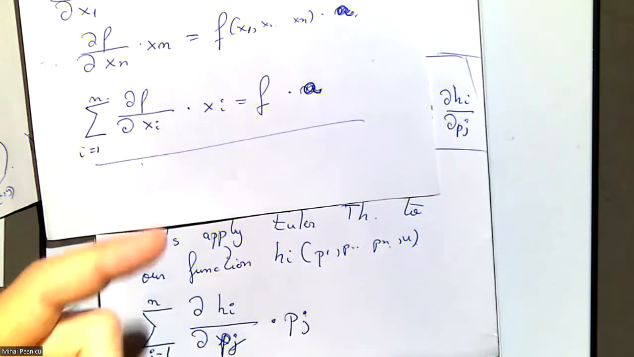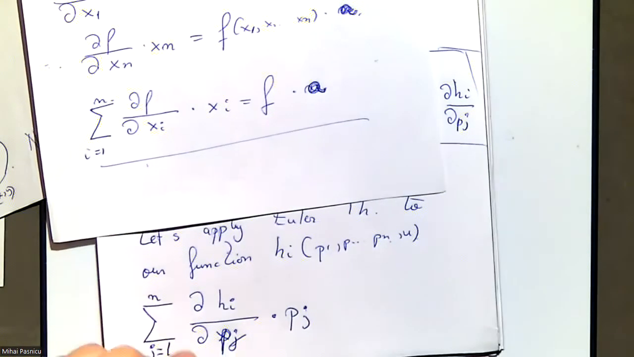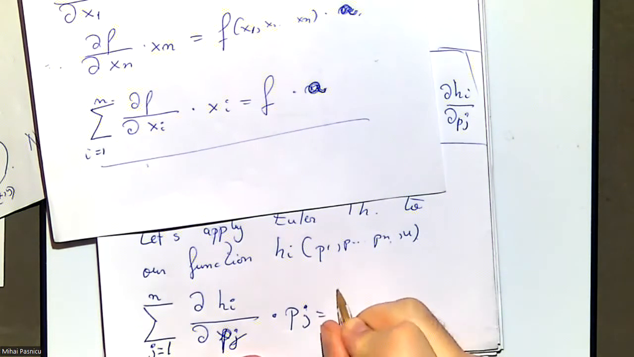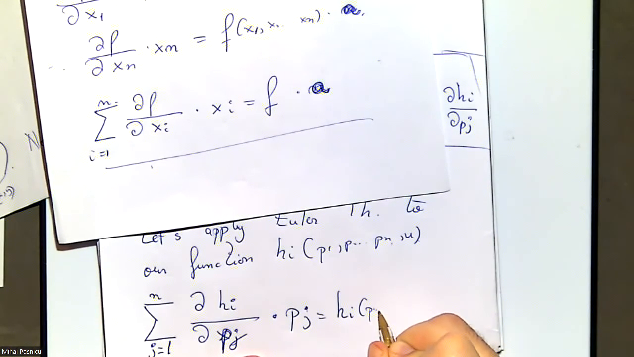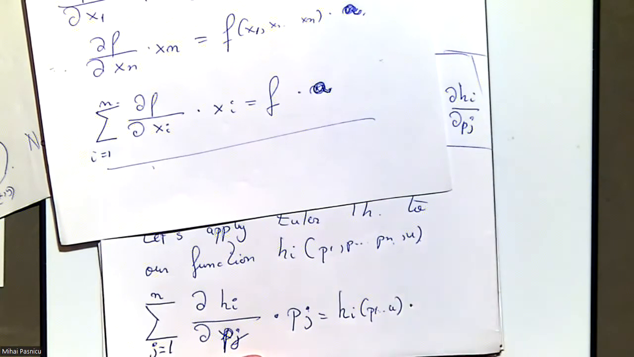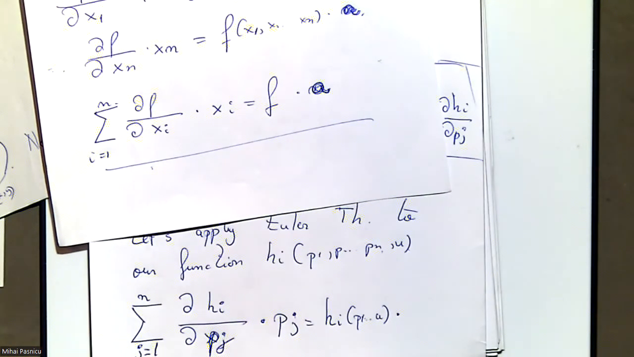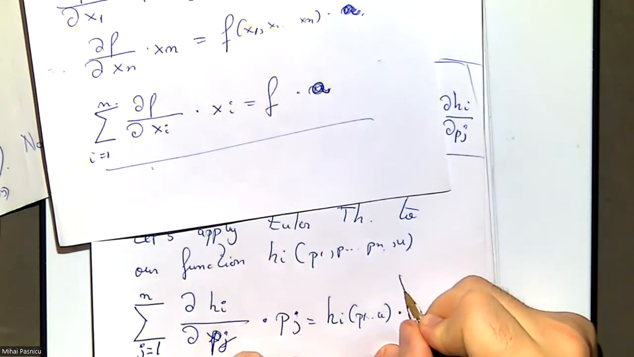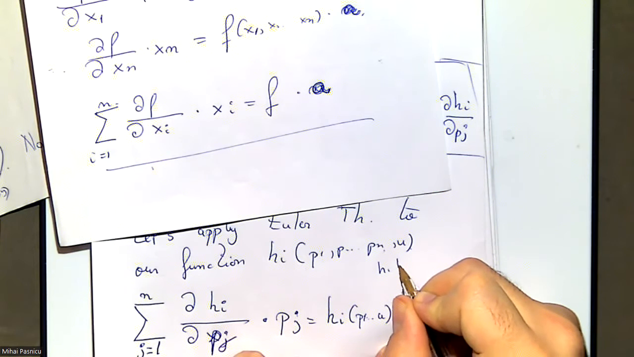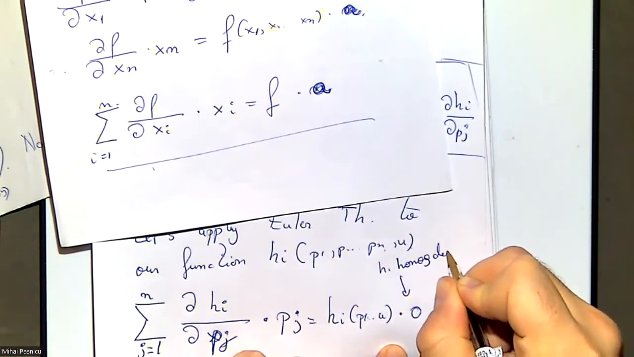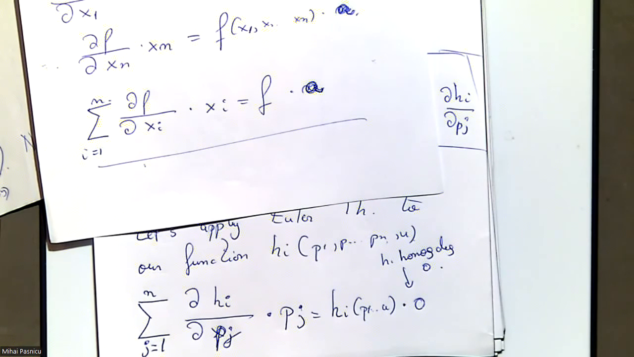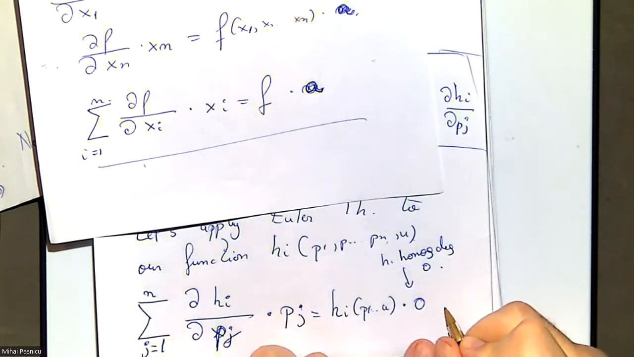Obviously, the x's here, the x's in the general case, are just the p's in my case. What is this equal to? It equals H_i(p) times the degree of homogeneity of H, which the problem tells you is homogeneous of degree 0. Okay? Because H is homogeneous of degree 0. The problem tells you that. Does everyone understand how I applied it? I literally just applied the Euler thing. 0 times whatever gives me 0.